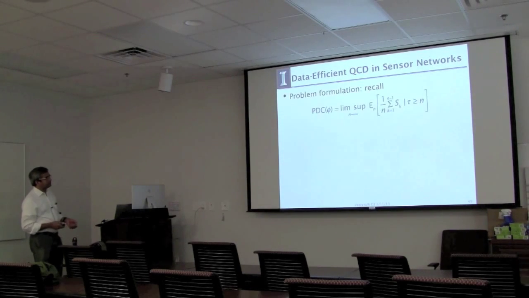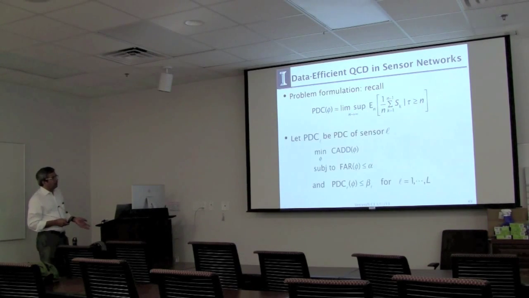So basically, what we have in the multi-sensor setting is you still want to trade off delay versus false alarm at the fusion center, but you may have an individual PDC constraint at each sensor that you want to meet, based on the energy available at the sensors.